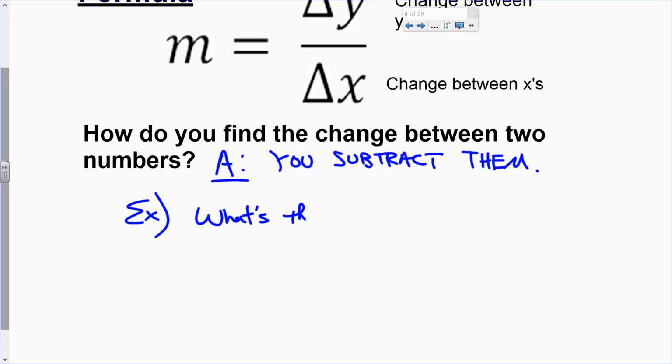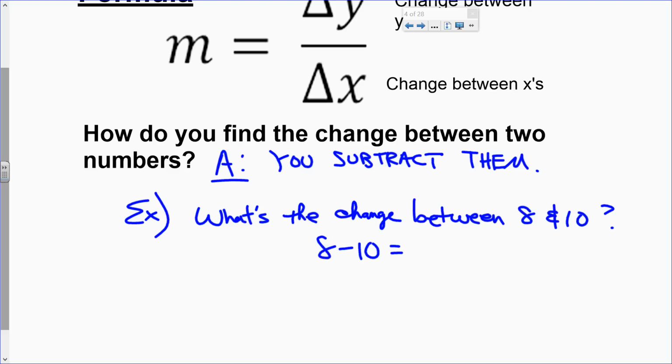What's the change between 8 and 10? The change between 8 and 10. Can you say it again? 2. So I want to know the change between two numbers, just subtract them. 8 minus 10, it'll be negative 2. Or 10 minus 8 is positive 2. Either way, the change is 2. They're 2 away from each other.